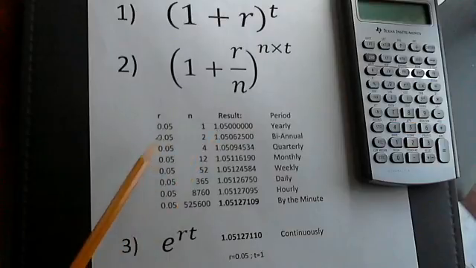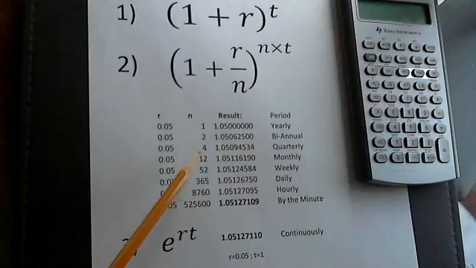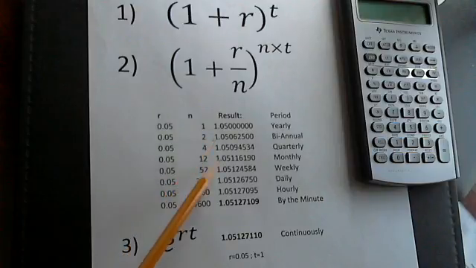If we compound every 6 months, n would be 2. If we compound every quarter, n is 4. If we compound every month, n is 12. And we're assuming t is equal to 1. We're using this equation with t equal to 1. We see the factor grows, but it starts to slow down its growth.